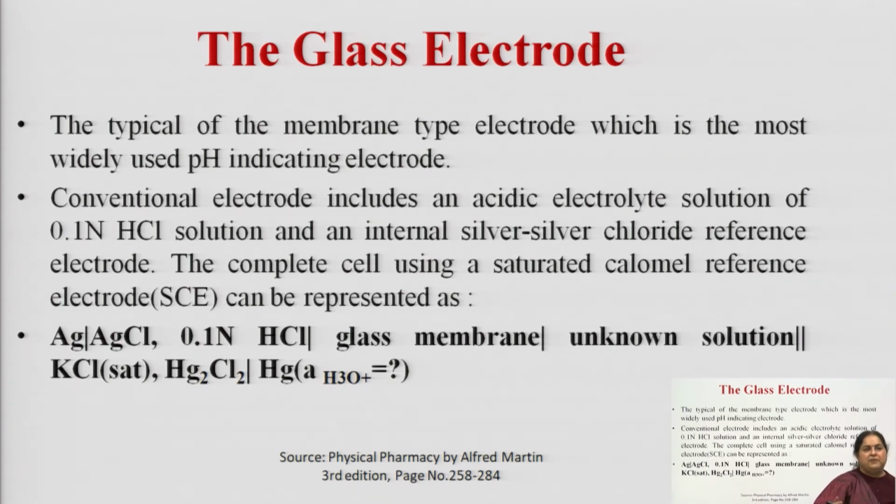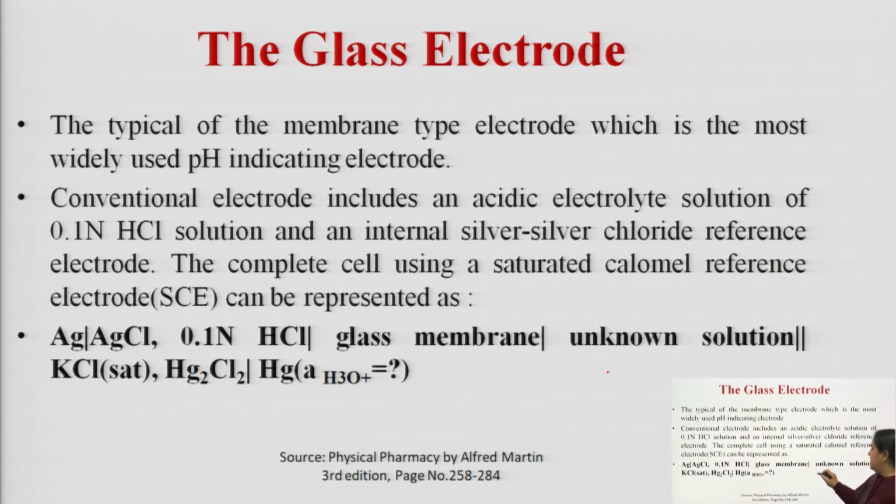The typical membrane type electrode, which is the most widely used pH indicating electrode, is the glass electrode. This is highly sensitive, so it is frequently used. Hydrogen electrode can also be used as the indicating electrode, but generally it is a trend that the glass electrode is mostly used. It is a conventional electrode which includes an acidic electrolyte solution of 0.1 normal HCl. So, this 0.1 normal HCl, which is a part of this acidic electrolyte, will form the source for the hydrogen ions, right. The complete cell using a saturated calomel reference electrode can be represented as follows.